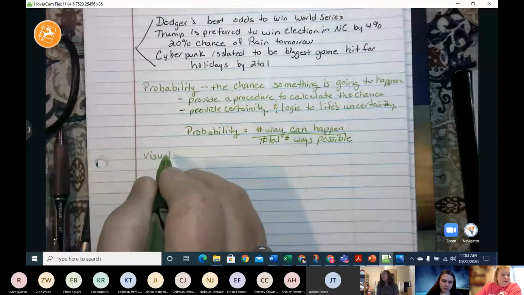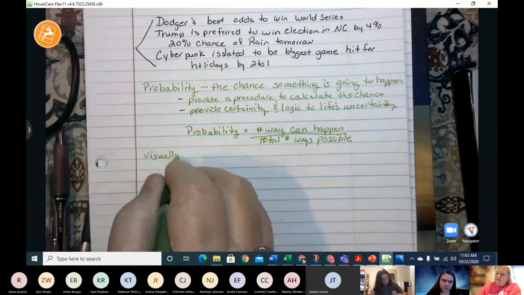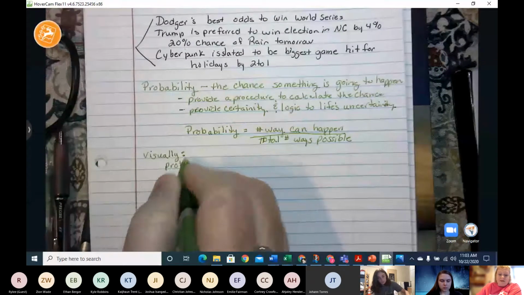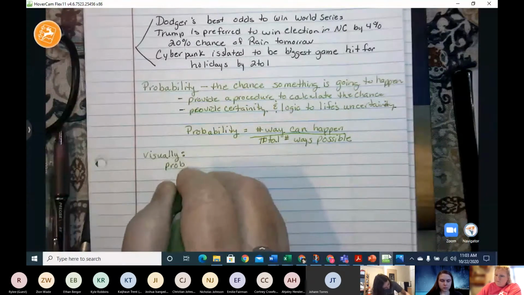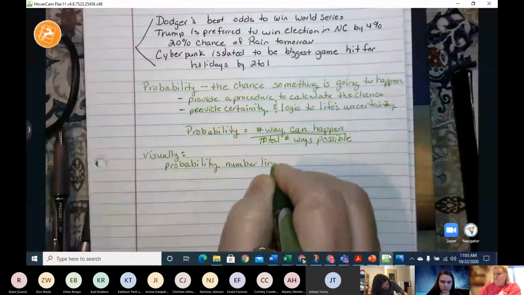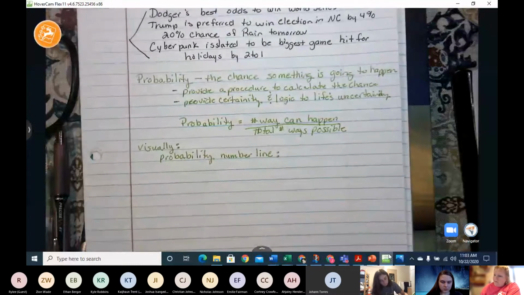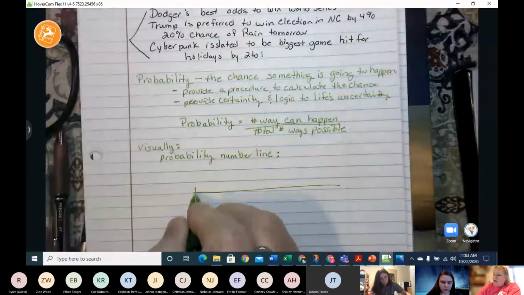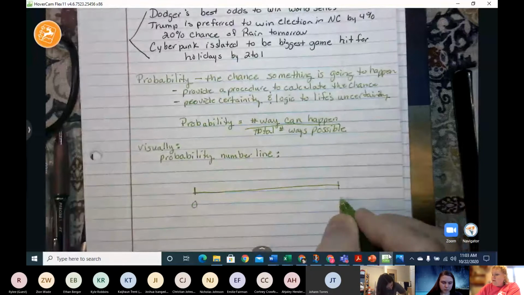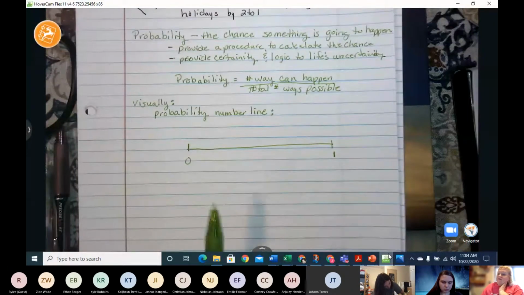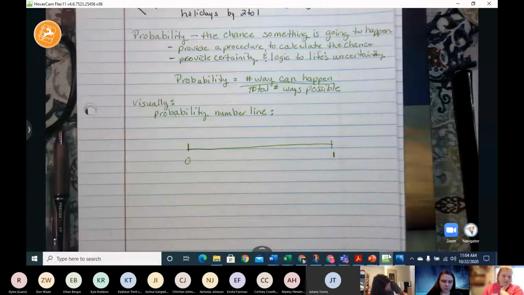Sometimes it helps to look at probability visually. And when we look at it visually, we use what's called a probability number line. Probability stretches on this number line the value of 0 to 1. Probability can only have a value between 0 and 1. It can't be greater than 1, it can't be less than 0.